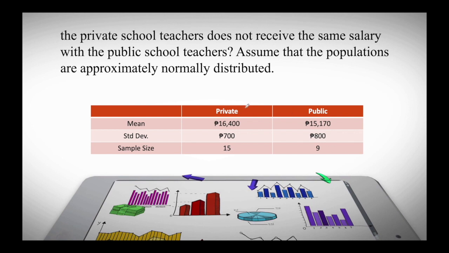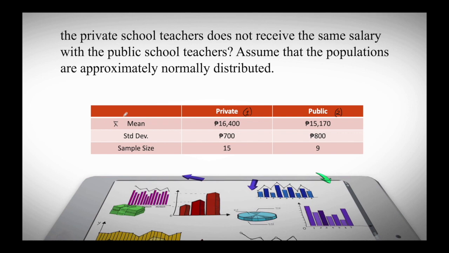Okay, so for the private school teachers, this will be group 1. For the public school teachers, this will be our group number 2. For the data, we have the mean. So, what are we going to use, mu or X bar? Basically, what we will use is X bar, not mu.